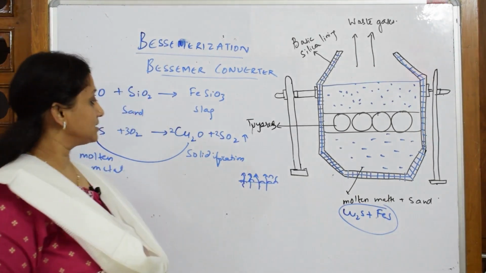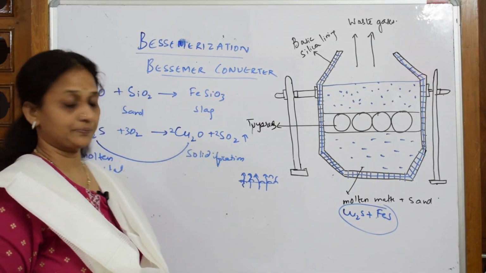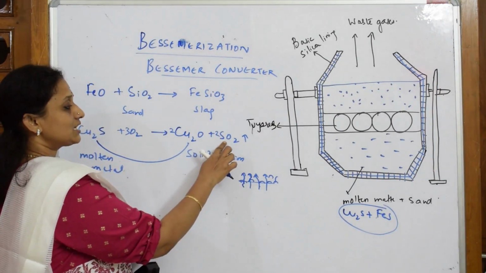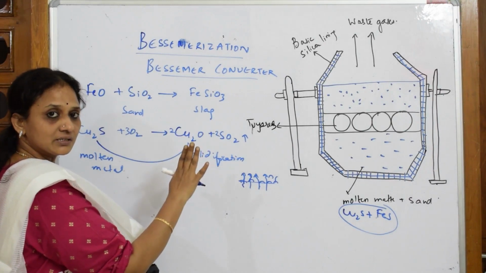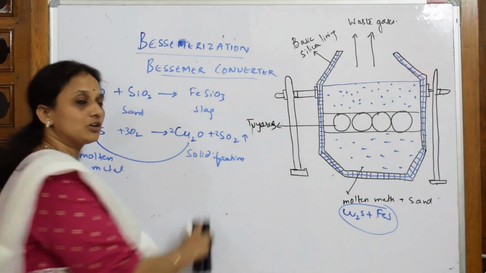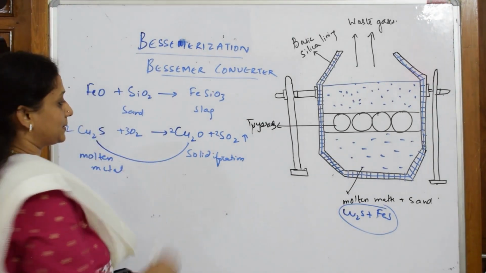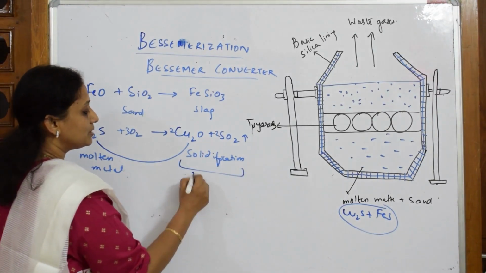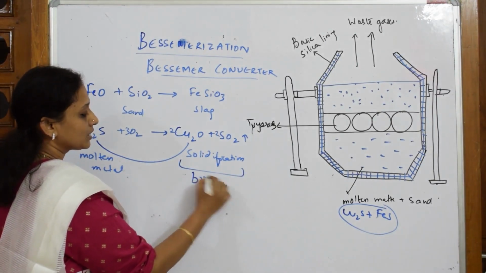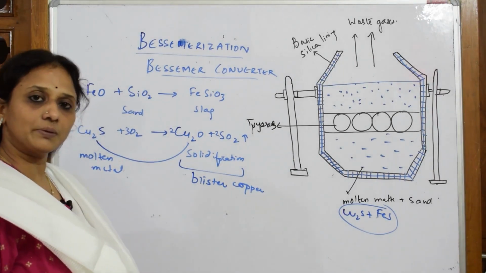So, that is the reason this metal or this metal oxide with sulfur dioxide is called blister copper. Remember, sulfur dioxide comes out in the form of blisters during solidification, and that particular copper, which is 99% pure, is called blister copper. So, this whole thing is called blister copper. Remember. Now, after this blister copper is formed, we still have not got the copper metal.